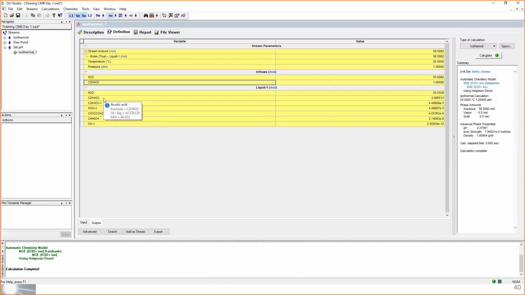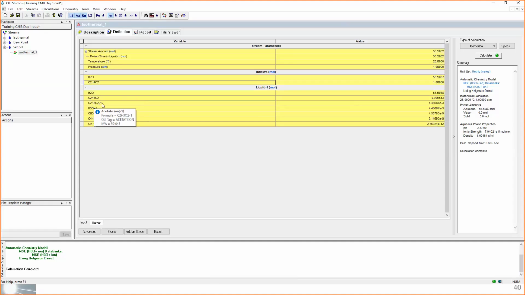So for this example, you see that acetic acid here, the second component, is 0.99. And remember, we entered 1 mole. So that means that most of the acetic acid is remaining in solution. We know that it's a weak acid, but you can see here that most of it stays in solution. Only a little bit deprotonates here.